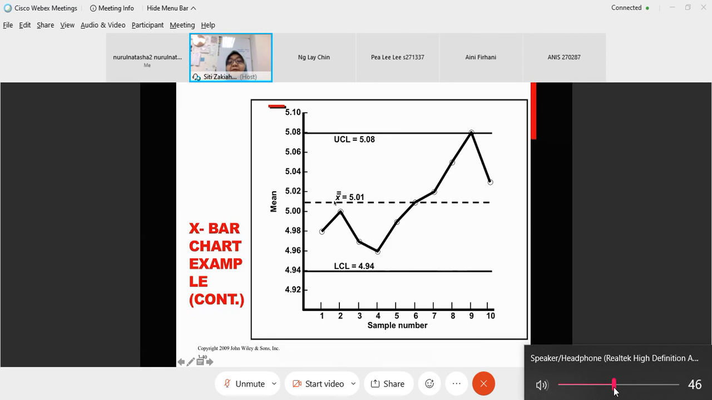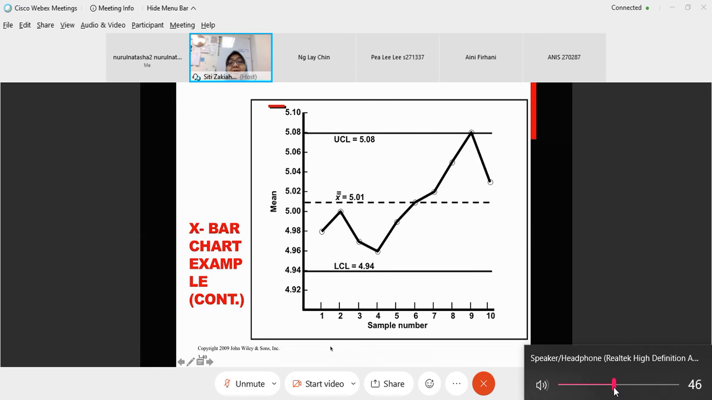Okay, this is X double bar. In the exam, if they ask you to draw any chart, there are a lot of charts, but we are just going to learn these 4 charts. You must write down the UCL, the LCL, and the middle. You must write down, so you plot.